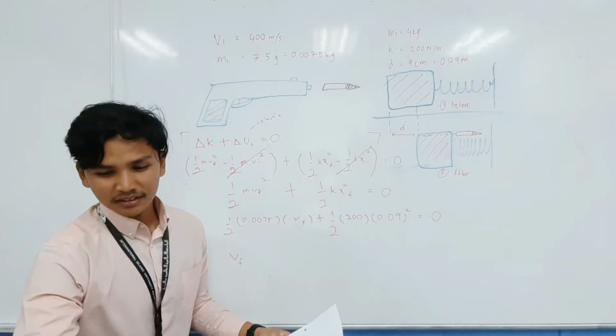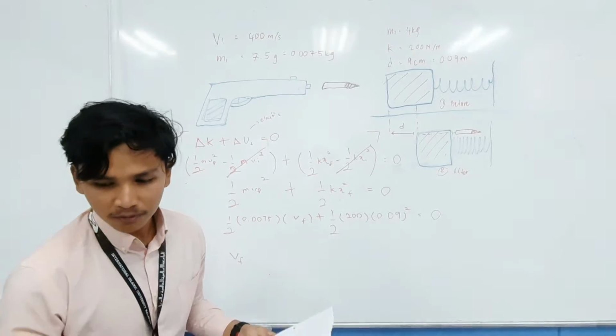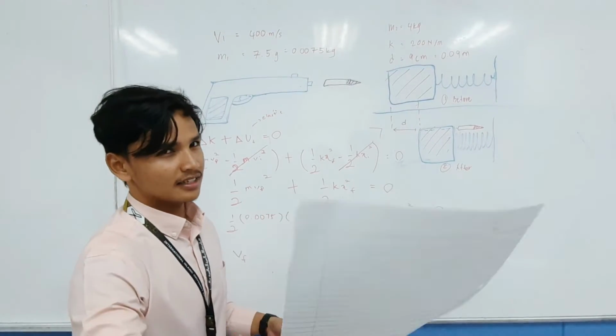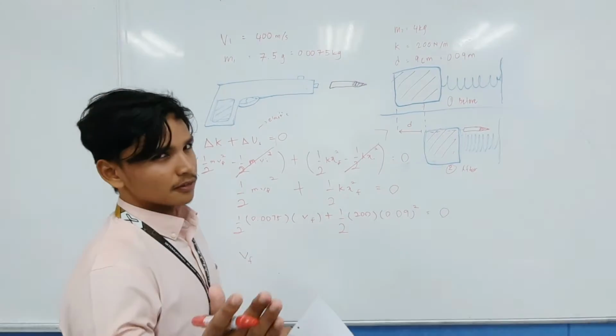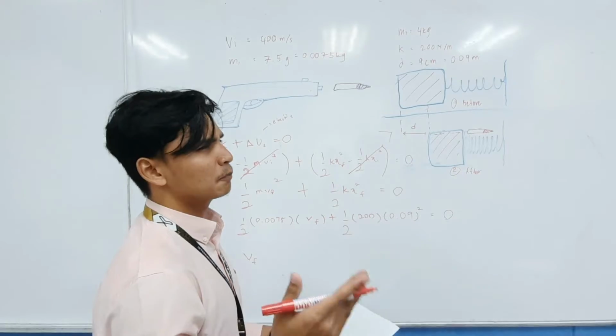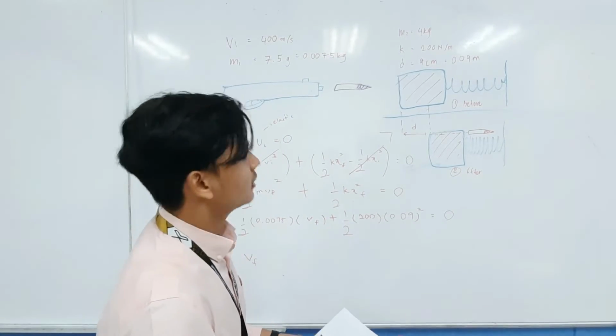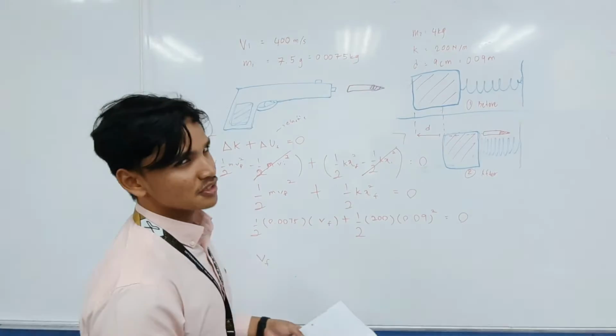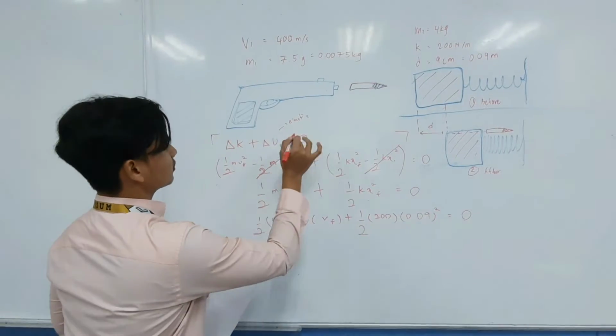Question A. Determine the speed of the block right after the collision, before it momentarily stops and compresses the spring, by using conservation of mechanical energy. Based on the question, we are required to use the principle of conservation of mechanical energy, which is delta K plus delta U_s, the elastic potential energy of the spring, equals 0.